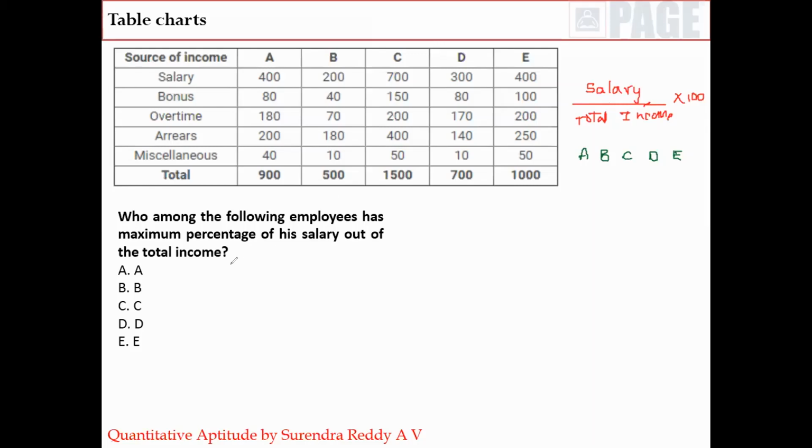So would you like to solve it or do you want me to explain? For example, if you take a person A, I'll tell for person A, you do the balance calculations. Person A, the salary is 400 rupees and income is 900 rupees. So you have to express it as 400 by 900 into 100. Now two zeros cancel. 9 4s are 36, 4 remainder. So it is approximately 44.4%. So similarly, you have to do for B, C, D, E, and figure out which is having a maximum value.